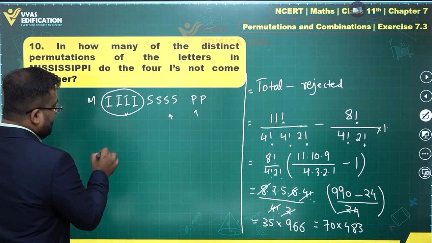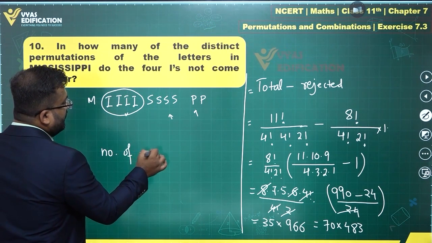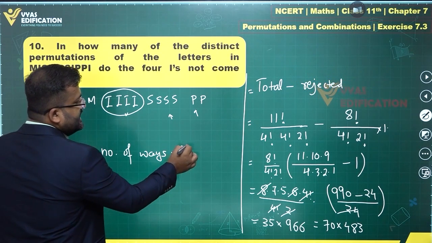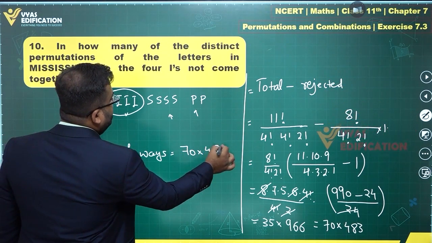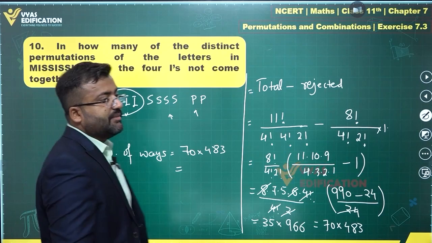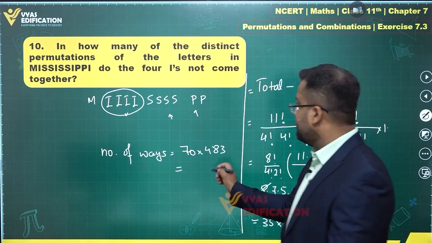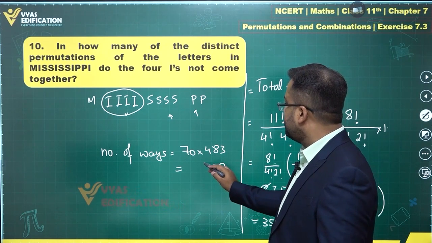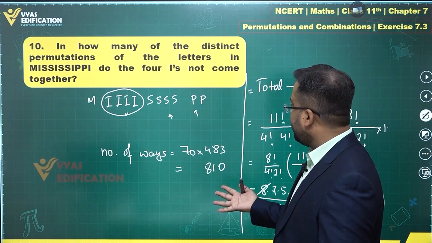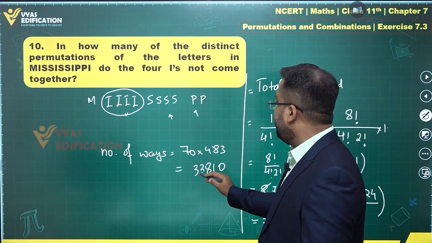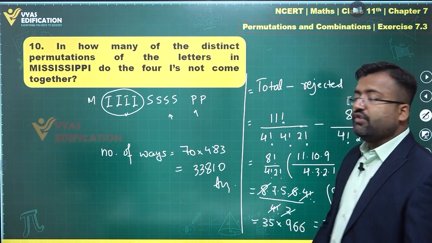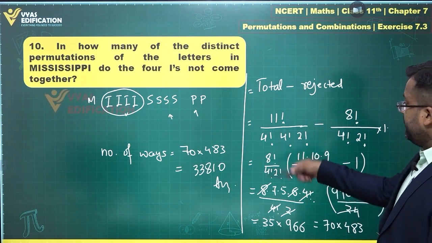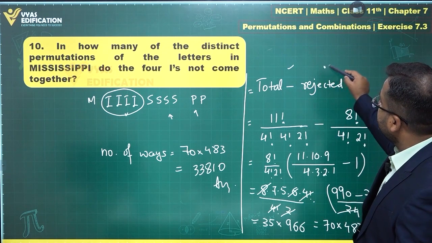So, the final number of ways will be equal to 70 times 483. And what's that product? Let's multiply them together. That's pretty simple. There will be a 0 at the end. 7 times 3 is 21, 1, 2 carries, 7 times 8 is 56, 58, 5 gets carried, 7 times 4 is 28, 33. 33810 is my answer for this question over here. That's the complete solution of this using the total minus rejected idea.